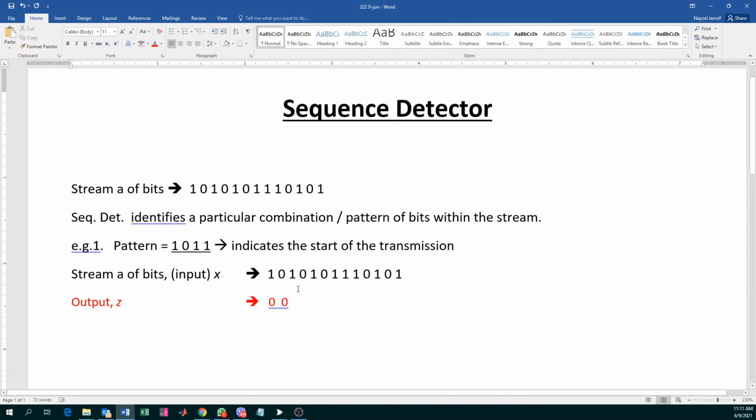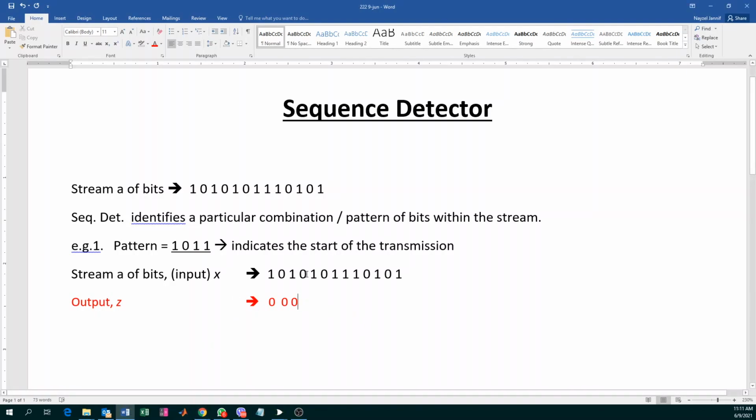Now let's look at the third bit. The third bit is a 1. Therefore, we still have only 3 bits. It still has not achieved our pattern of 1, 0, 1, 1, so our output will be 0.